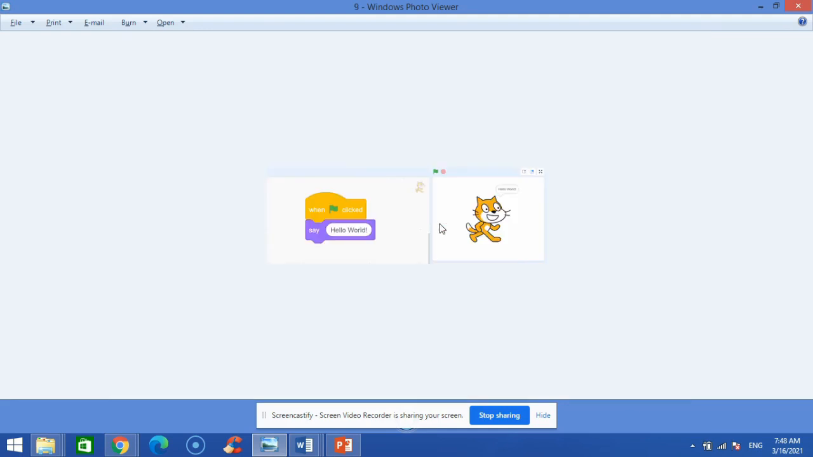In the coming videos, you will be learning about Scratch. The same program in Scratch, you will write like this. You will just use two blocks. One click, say Hello World.